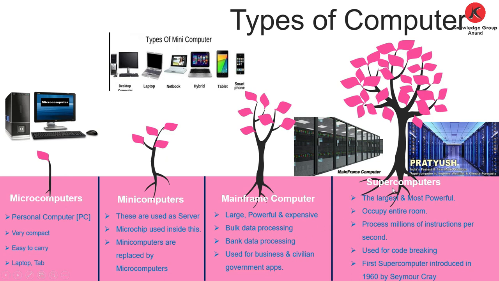And the last one is the supercomputer. They are the largest and most powerful, occupying an entire room, and process millions of instructions per second. They are used for code breaking, and the first supercomputer was introduced in 1960 by Seymour Cray. In India, the first supercomputer developed is Pratyush. You can see here, this is the first supercomputer developed by India, and that was Pratyush. So there are four types of computer.